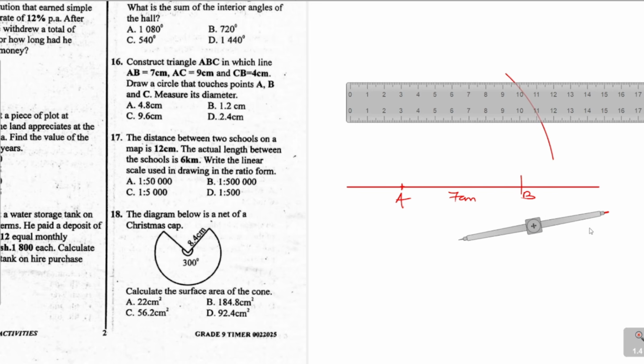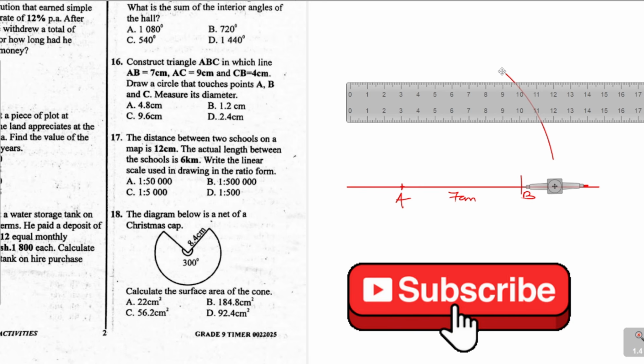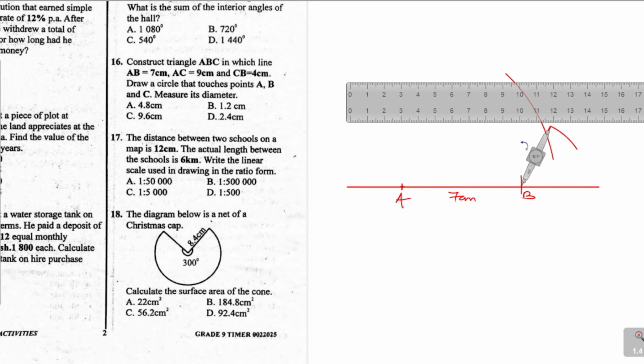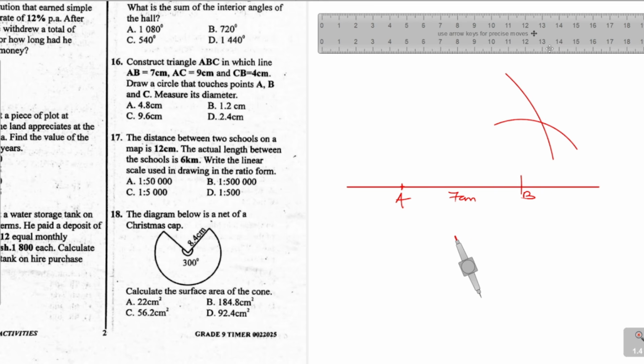Then now with the 4 centimeters, we want CB. 4 centimeters is like that. That is 4 centimeters, you can see there. With that 4 centimeters, I stand at B and from there cut that arc. The moment you cut that arc, you get the point of intersection. This point of intersection that is here will now be the point C.